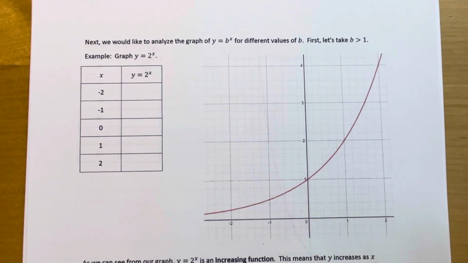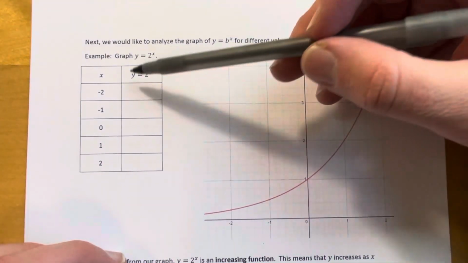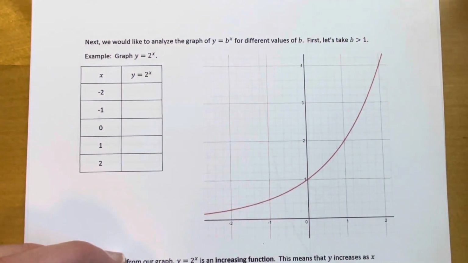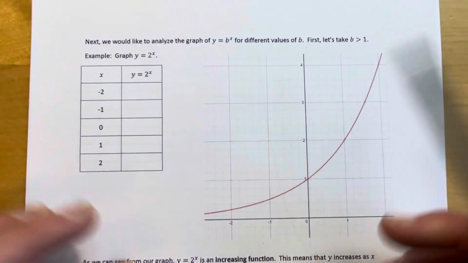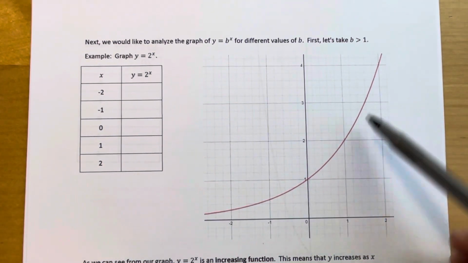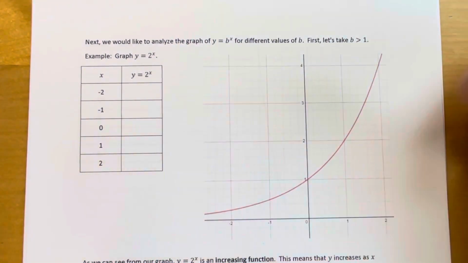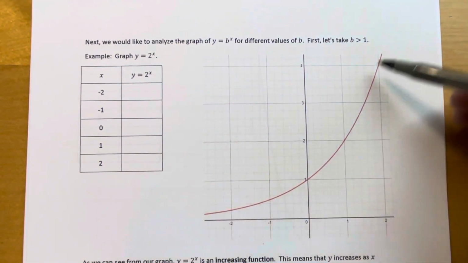So now what I want to do is start looking at graphs of exponential functions. We're going to start with this example right here, y equals 2 to the x. Remember, when you first learn about new functions, if you're going to graph a function, it's helpful to plot some points. Now, I already gave you what the graph looks like over here, but if I hadn't given you this, we'd want to fill out a table, get some points, and then connect the dots.